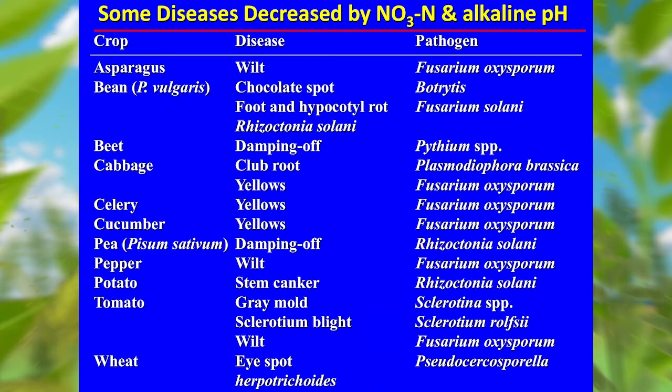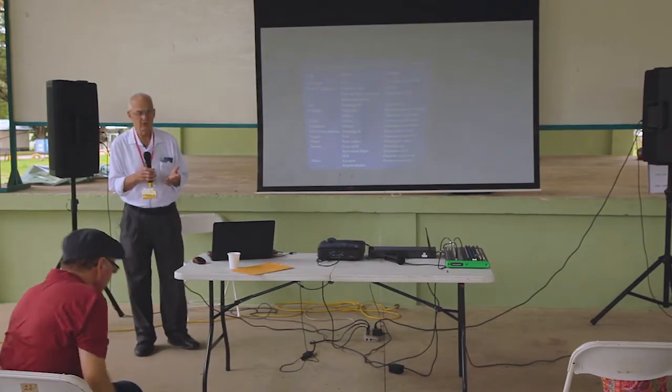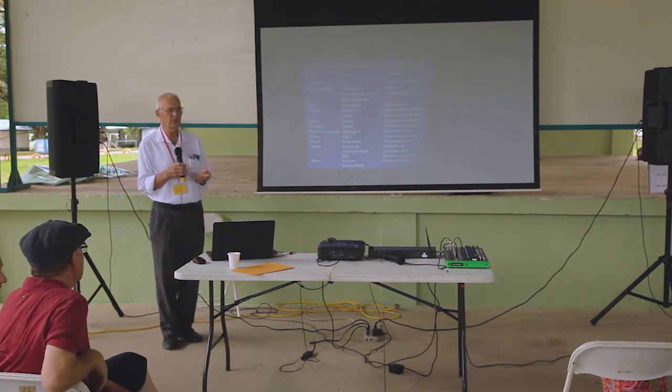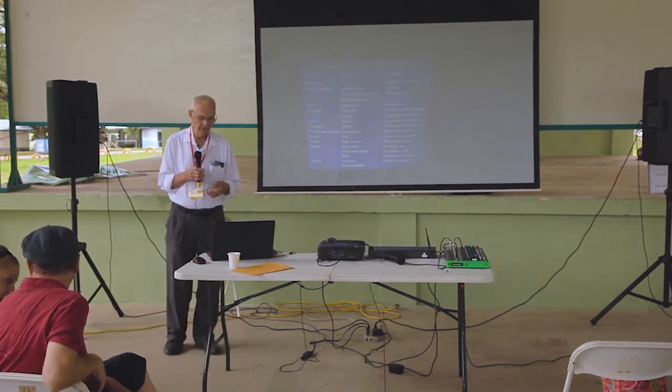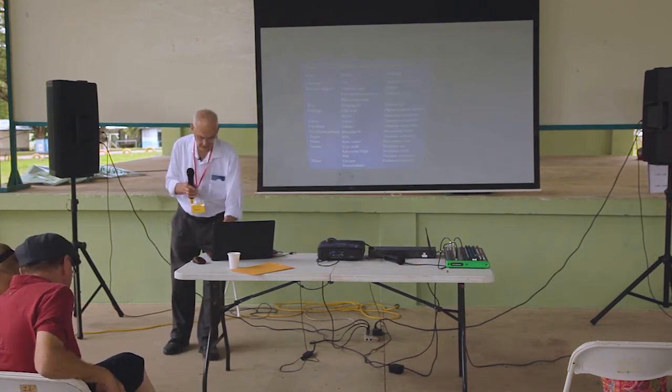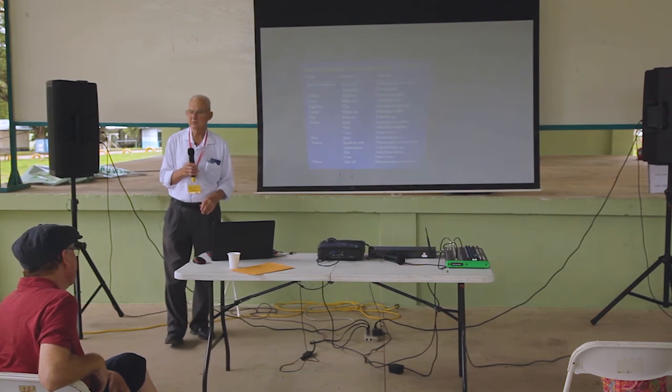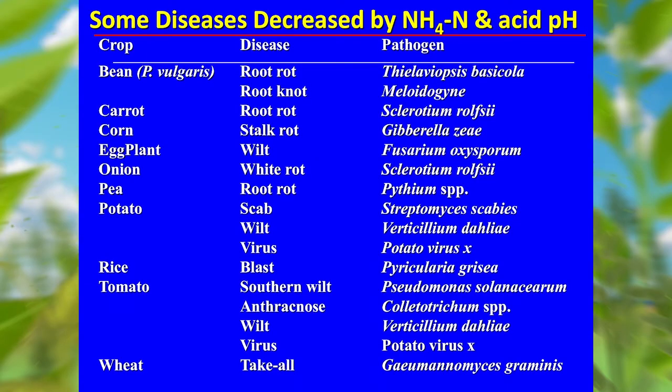And so you have these tables that will show all of the diseases that are decreased by nitrate or by alkaline soils. In Florida, most of our melon growers and vegetable growers control their verticillium wilt primarily by using some limestone and nitrate nitrogen. Very effective control of Fusarium oxysporum species. But you have also then other diseases that would be more effectively controlled by the ammoniacal source of nitrogen.